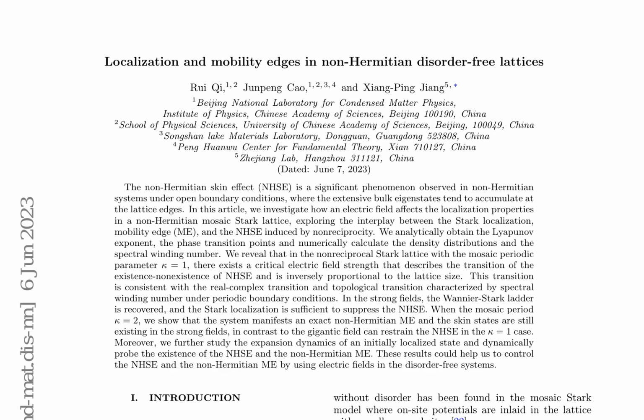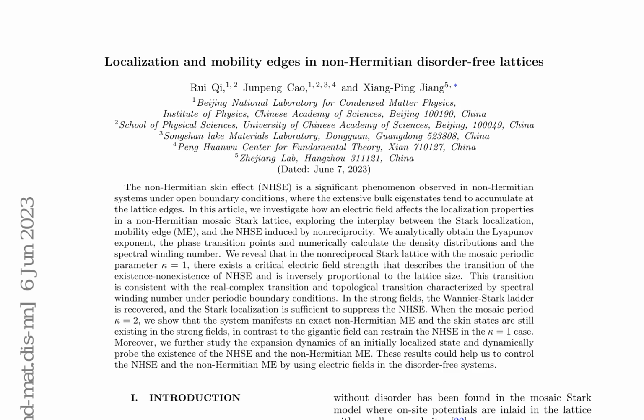In this research paper, the authors delve into the intricate interplay between the non-Hermitian skin effect, mobility edge, and Stark localization in a non-Hermitian mosaic Stark lattice under open boundary conditions. They employ both analytical and numerical methods to calculate the Lyapunov exponent, phase transition points, density distributions, and spectral winding number. The authors first explore the non-reciprocal Stark lattice with mosaic periodic parameter kappa equals 1.